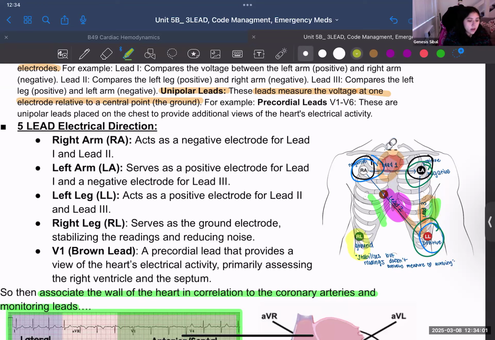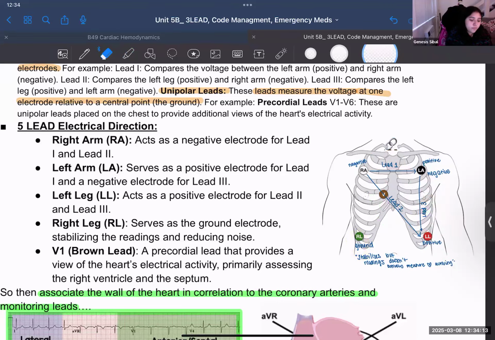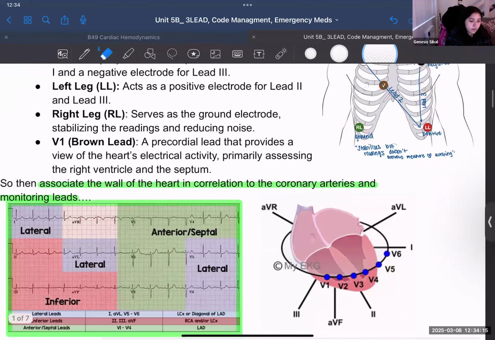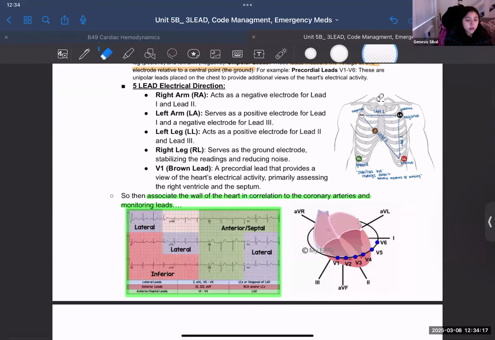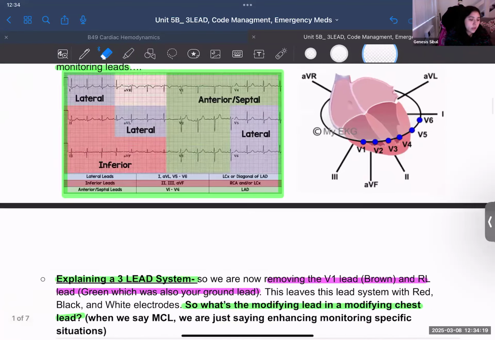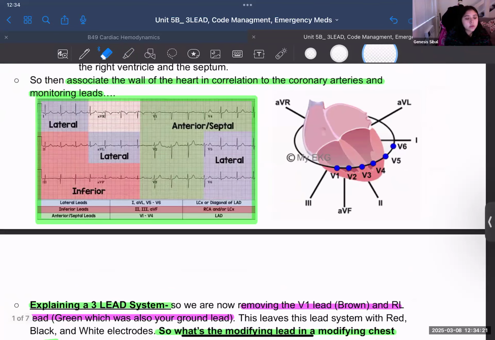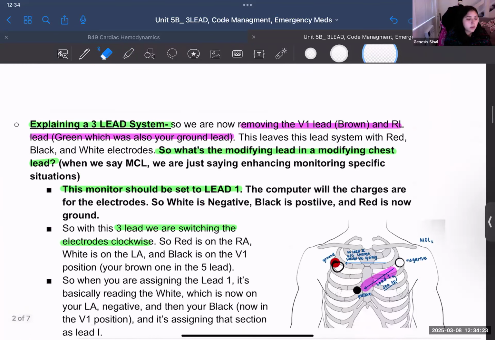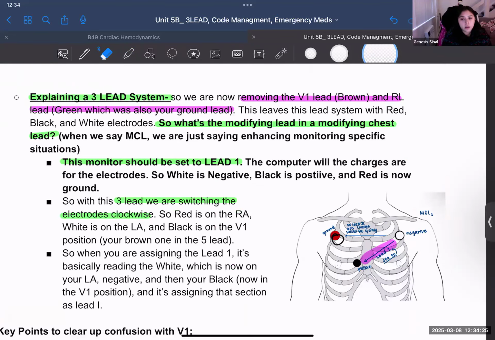And then V1 is a precordial lead as well that provides a view of the heart's electrical activity. It also helps with assessing some of the right ventricle and the septum, and ventricular ectopies are another thing we're looking for. We'll come back to the coronary arteries and monitoring leads and all that stuff, because I want to explain the 3-lead and get into that.